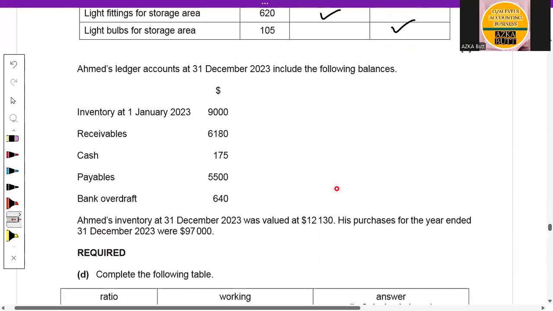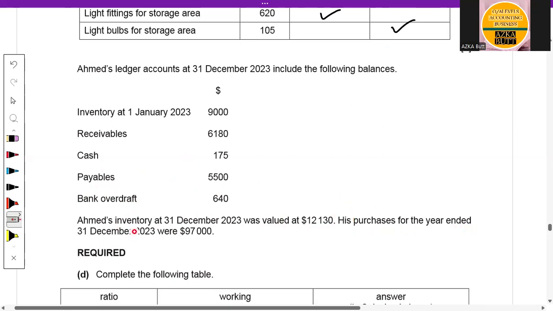Okay. So we have the other information. Ahmed's accounts at 31st December 2023 include the following balances. We have inventory: this is the opening inventory at the start of the year. Receivables 6180, cash 175, payables 5500, bank overdraft 640. Ahmed's inventory at 31st December 2023 was valued at this figure. So this is the closing inventory.